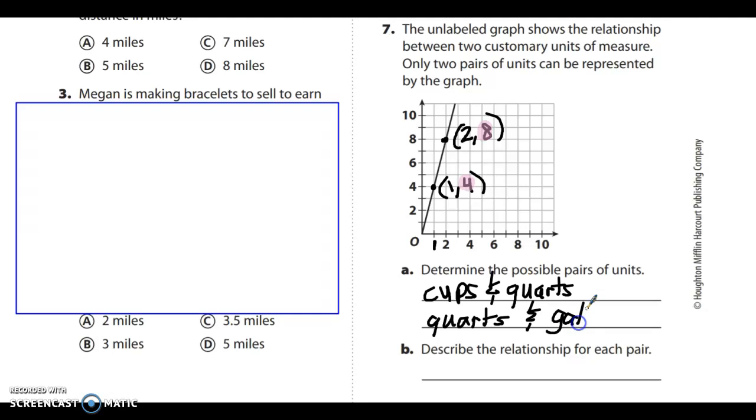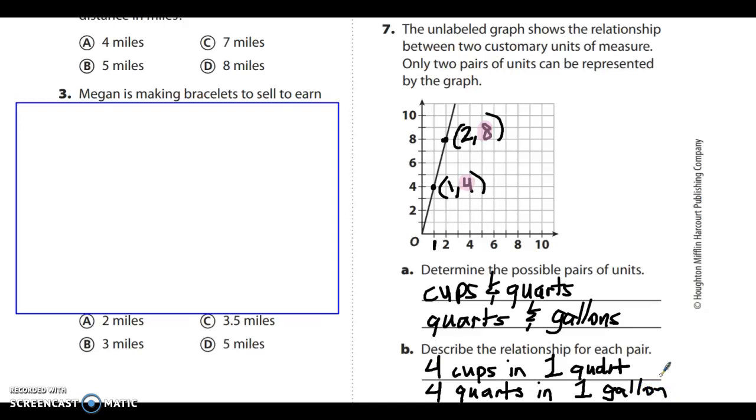And it's simply because the conversion is 4 to 1. And then B says describe the relationship for each pair. Well, the first relationship is 4 cups in 1 quart. And the second one is 4 quarts in 1 gallon.